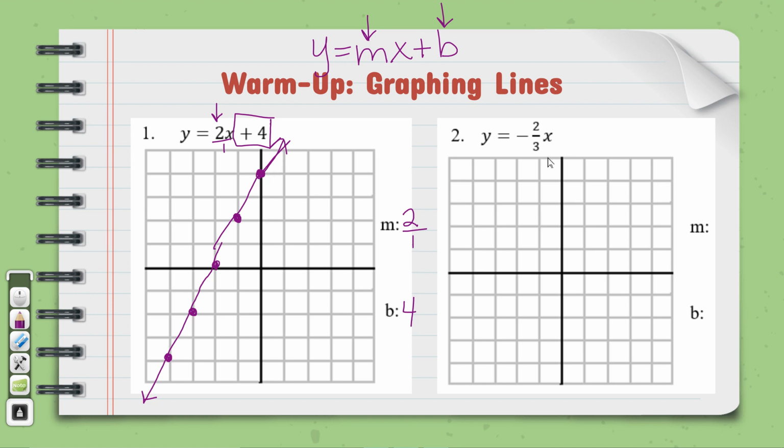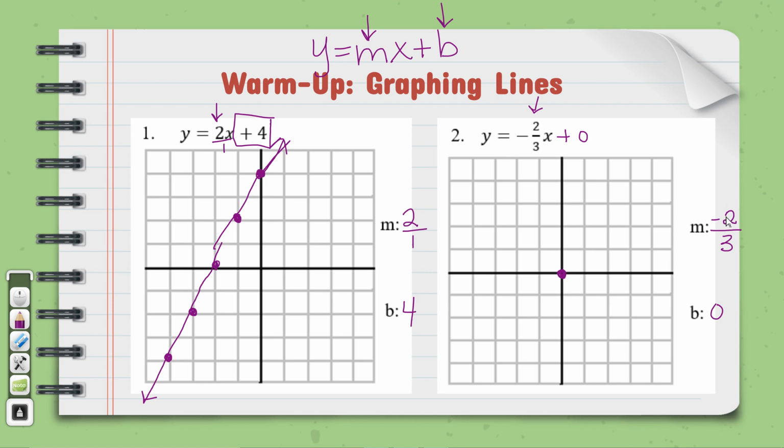All right, so let's take a look at number 2. We first want to identify m and b, so our slope is the number in front of x. In this case, it's negative 2/3. When we graph that, we put the negative sign with the top number, so negative 2 over 3. And for b, there's nothing out here, so what number do we know is out here? 0. Plus 0, so b is 0. That means our first point goes right here at 0, 0 on the y-axis.